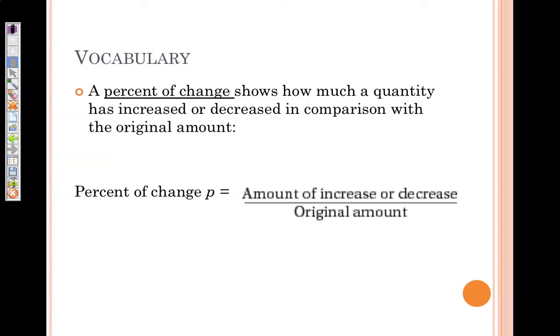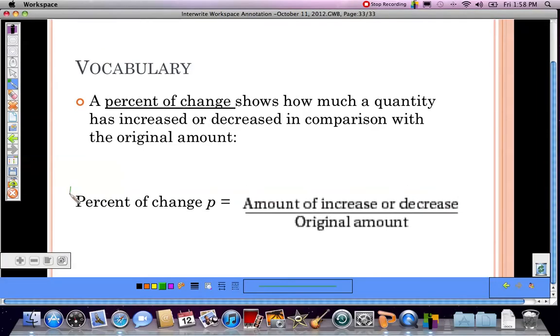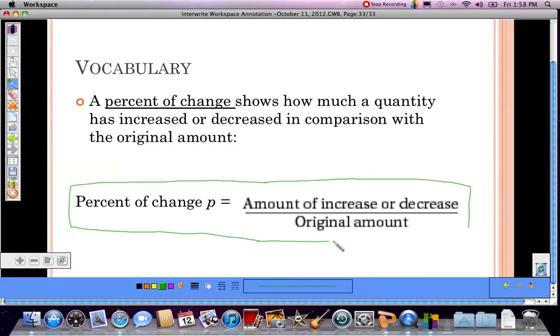Now, there is a formula that goes along with this topic, and you are going to need to memorize this formula, and I believe we have put a box around it because it is very important for you to memorize this formula when working with percent of increase or decrease.